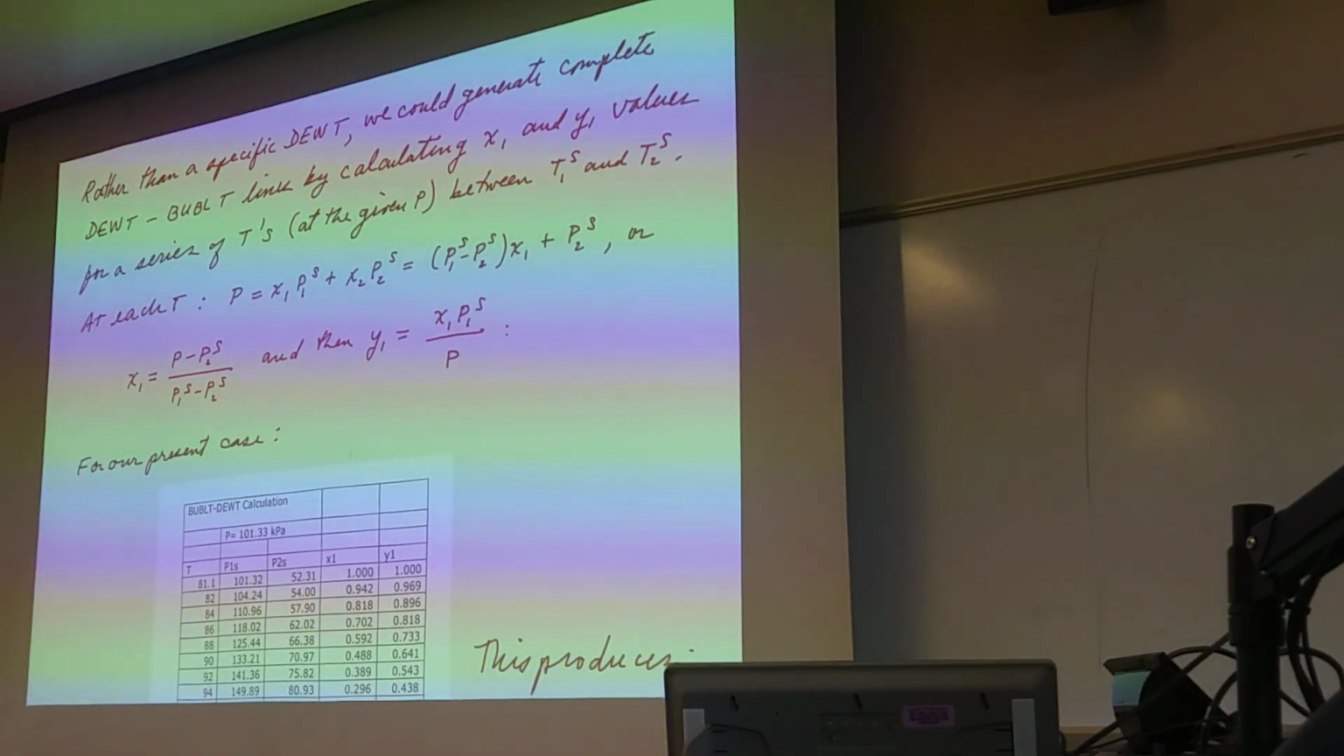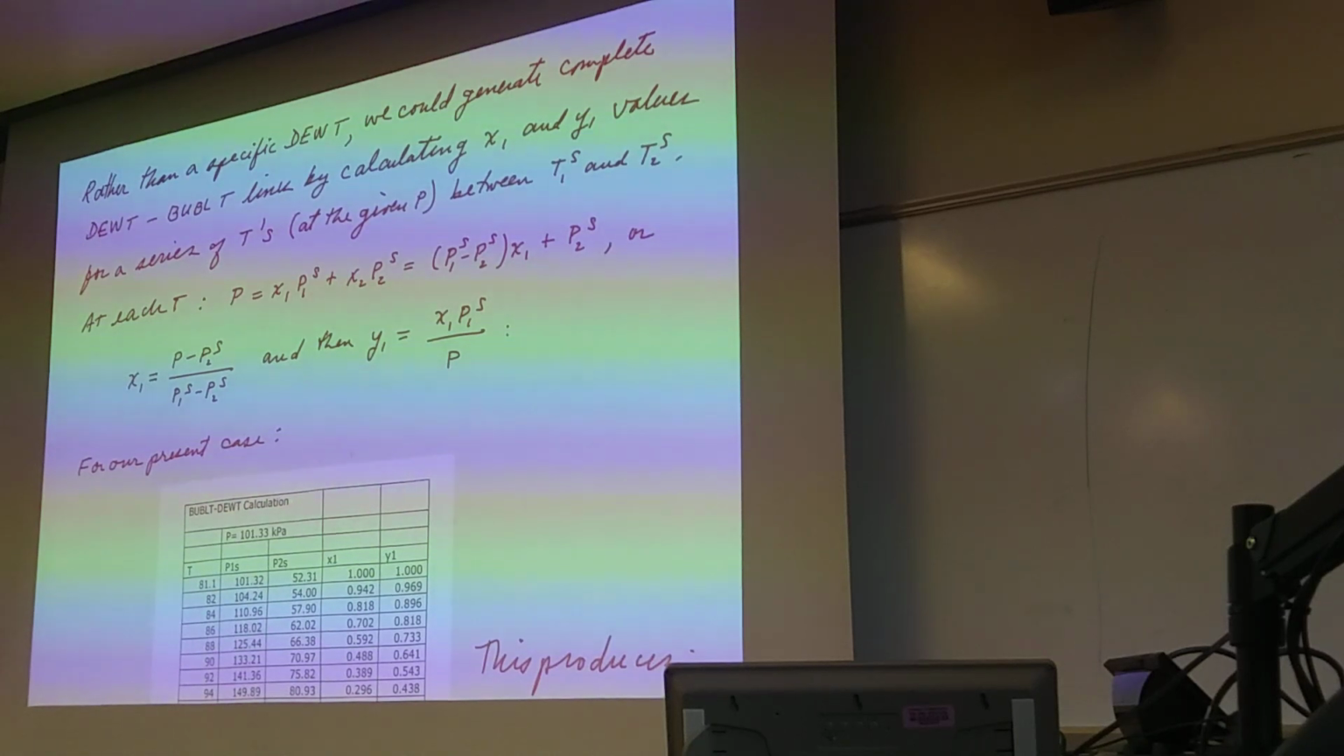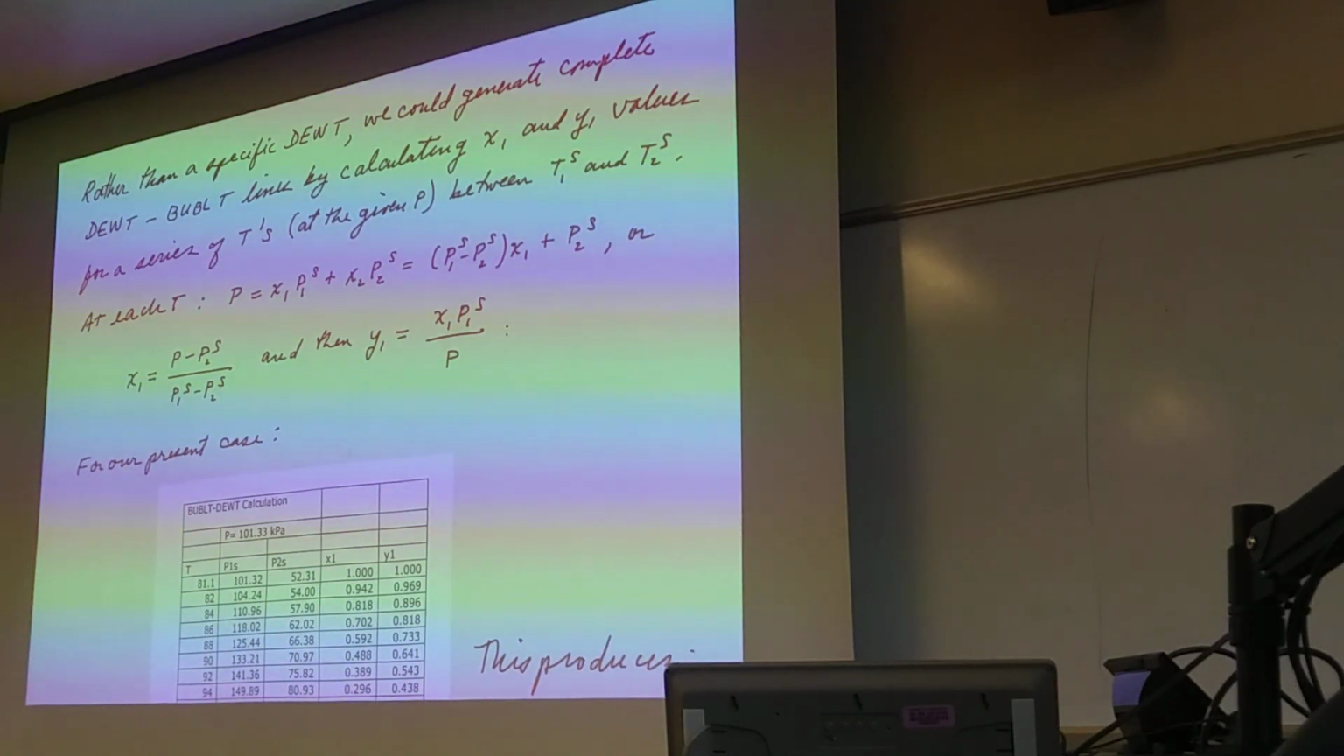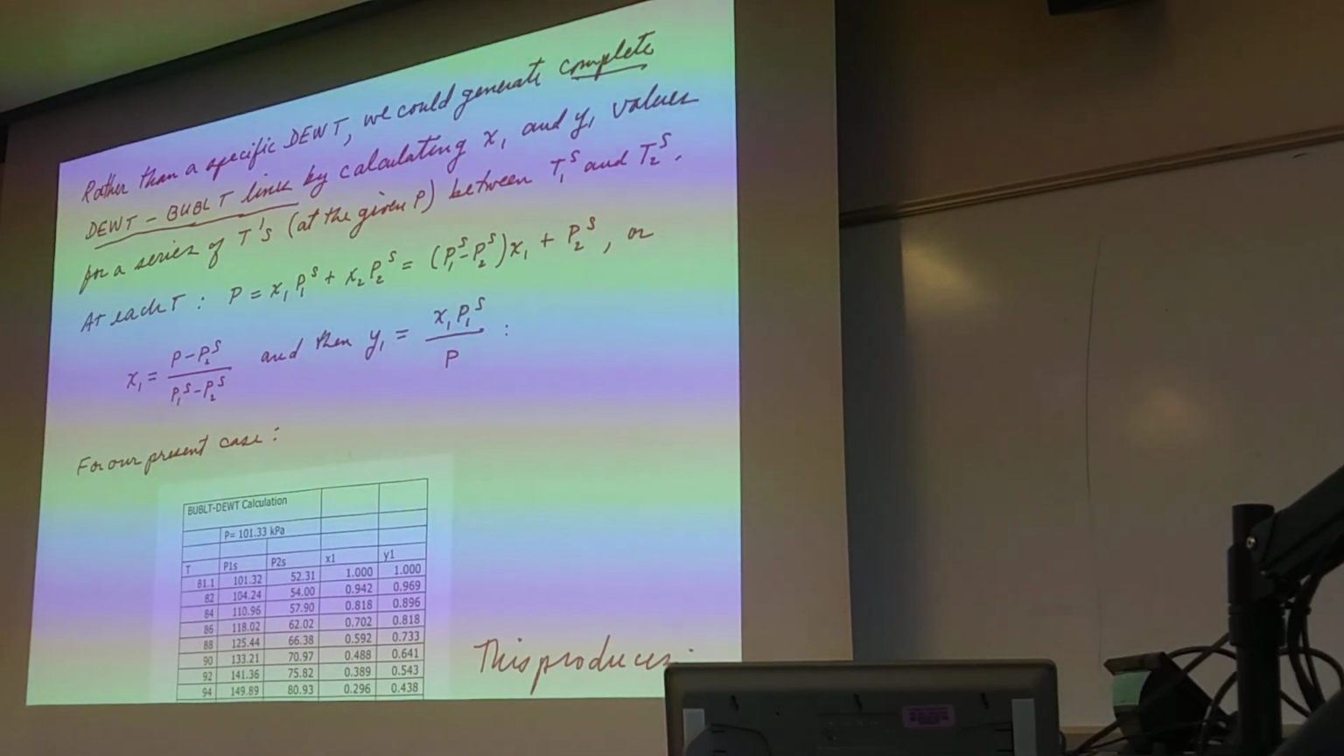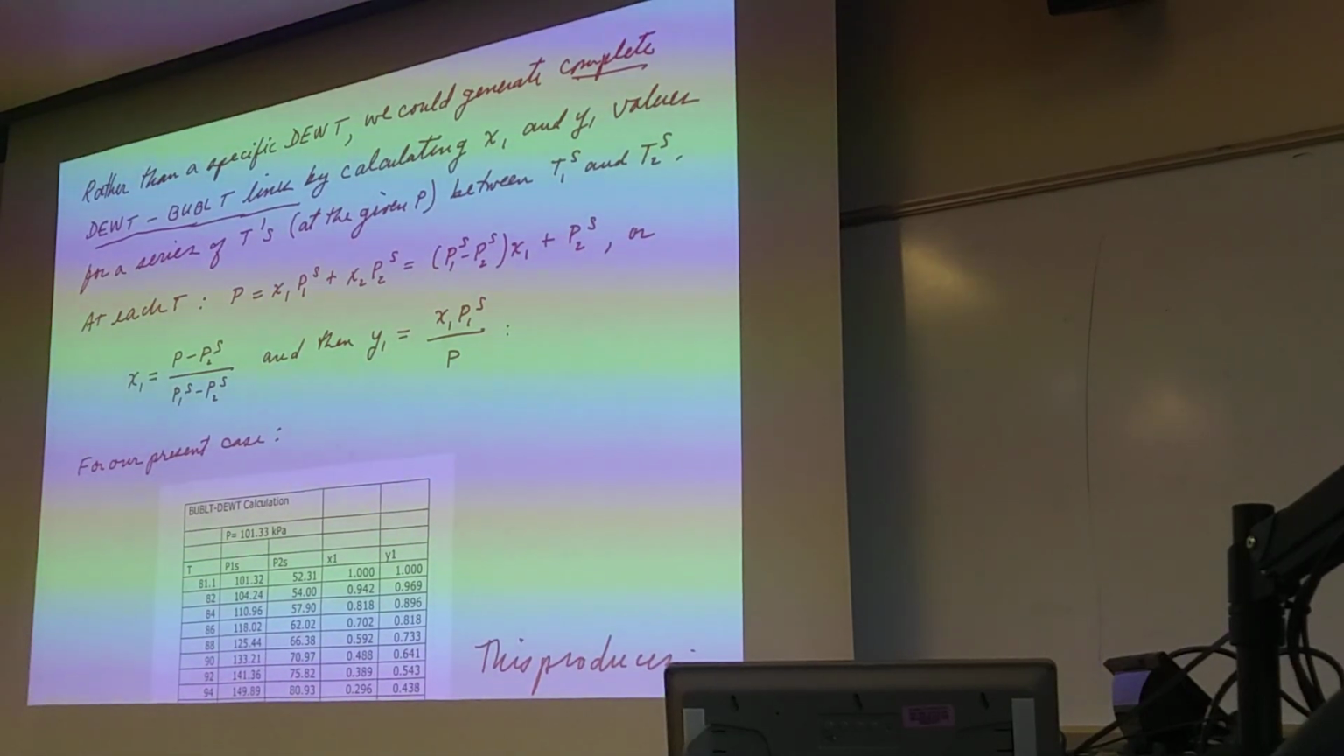We can just pick an array of temperatures, let's say from the boiling point of one component to that of the other, and then just solve for what the relevant vapor pressures and hence x1 and y1 are going to be. So let me show you that procedure. This is now to generate a complete dew point, bubble point temperature curve. And I say here we can do it by calculating x1 and y1 values for a series of T's at the given pressure between our boiling point temperatures.